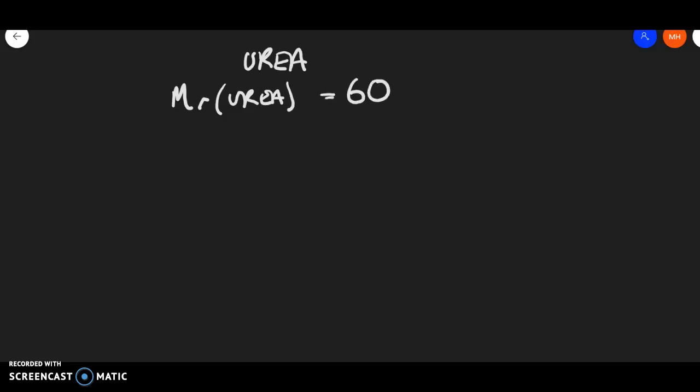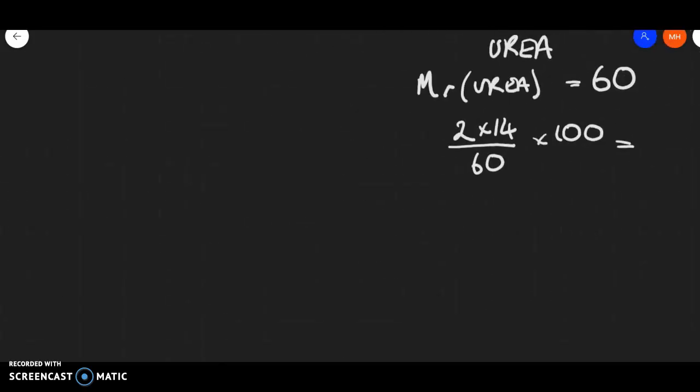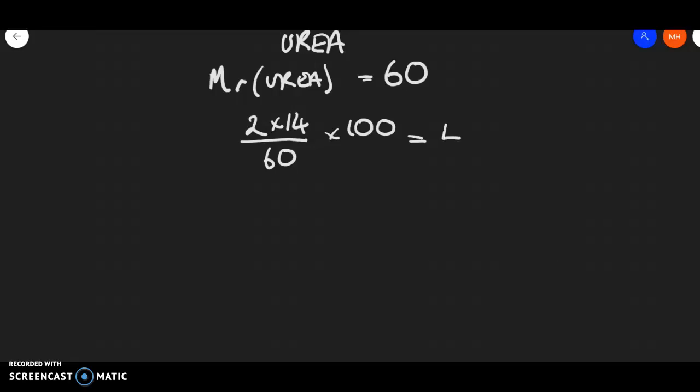Okay, this is the answer to the urea question. If you work out the formula mass of urea, you end up with a value that's 60. So therefore there's 2 nitrogens, 2 times 14 in the formula, divided by 60 times 100, and that gives you a value of 46.7%, which is quite a large amount, which is why urea is used as a fertilizer.